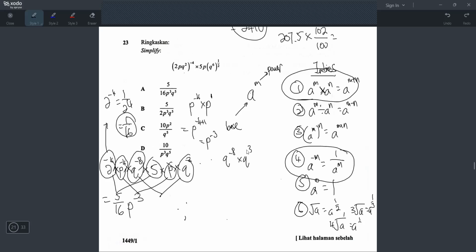So can you tell me what happens? It will be Q power negative 8 plus 3. Why plus? Because base sama darab. Kalau base sama darab, power kena plus. So it will be Q power negative 5. And don't forget, in the middle is still times, right?